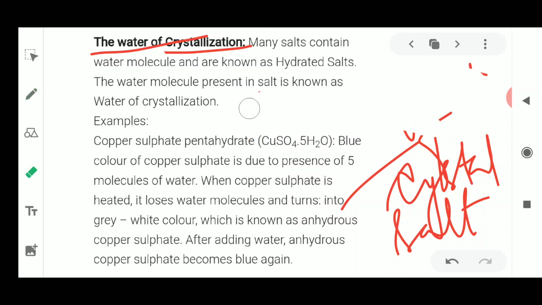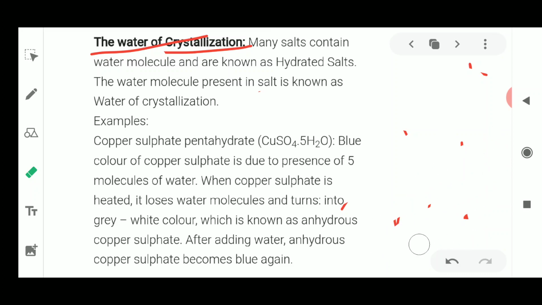How much water is required for making one molecule of crystal? That same number is known as water of crystallization. So the definition becomes: the water molecules present in the salt crystal are known as water of crystallization. The number of water molecules required to make one crystal of the salt is known as water of crystallization.